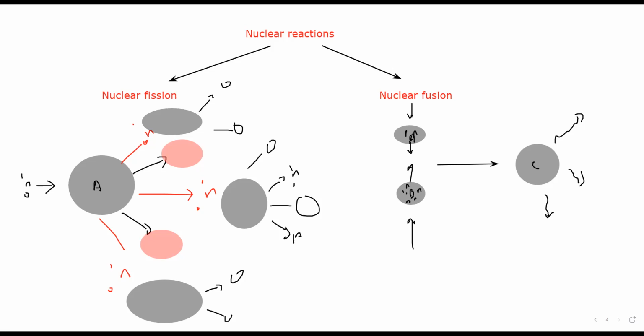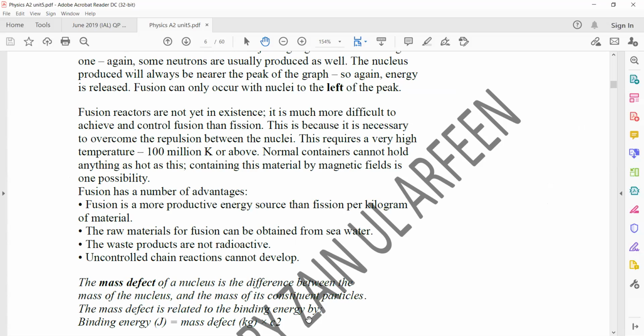But there are practical difficulties in building a nuclear fusion power station as compared to fission. Small scale can be done, but large scale is not possible. The reason, as you can see, is that fusion is much more difficult to achieve and control than fission, because you have to overcome the repulsion between the nuclei, and that requires a very high temperature, about 100 million Kelvin or above. A normal container cannot hold anything as hot as this.